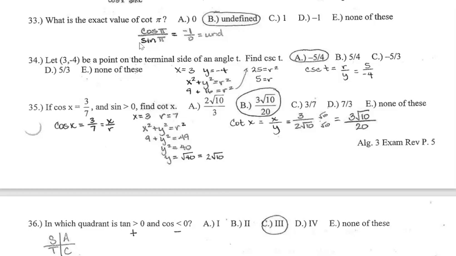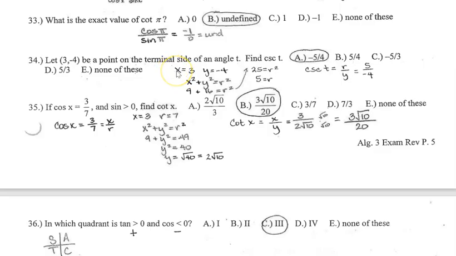So when we're thinking of other ways the questions could be asked. Okay, so 34. We have the point 3, -4. And they asked me to find cosecant. First off, I need to figure out what quadrant I'm in. Well, if x is positive and y is negative, then I know that I'm in the 4th quadrant.